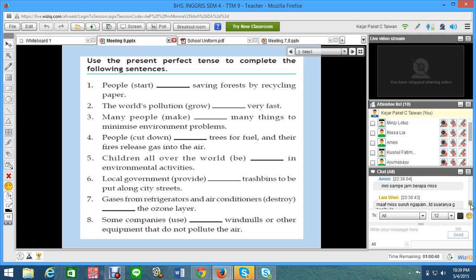Mbak Amini, ini sampai jam 11:30. Nggak apa-apa ya. Oke, nggak apa-apa Mbak Awi.